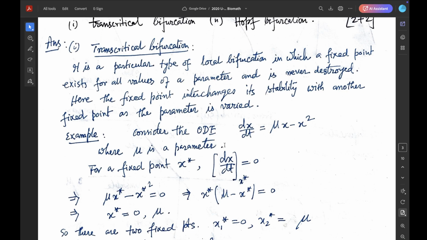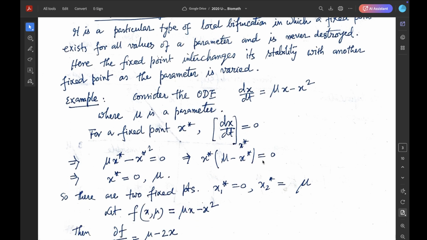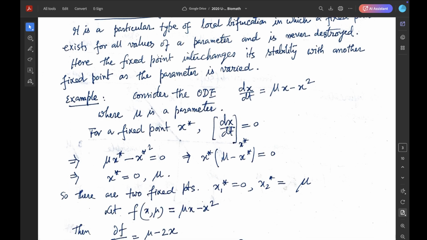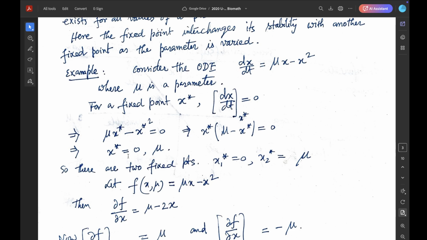Consider an example, this ordinary differential equation dx/dt equal to mu x minus x square, where mu is the parameter. For a fixed point x star, dx/dt at this point x star is equal to 0, so we get mu x star minus x star square equal to 0, so we get two fixed points: x1 star equal to 0 and x2 star equal to mu.